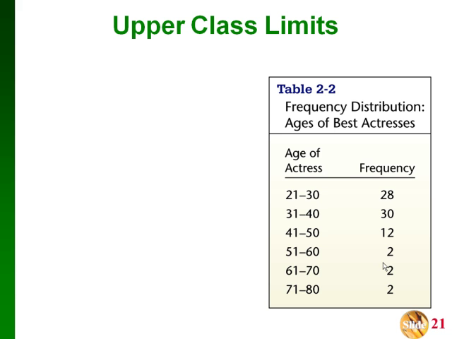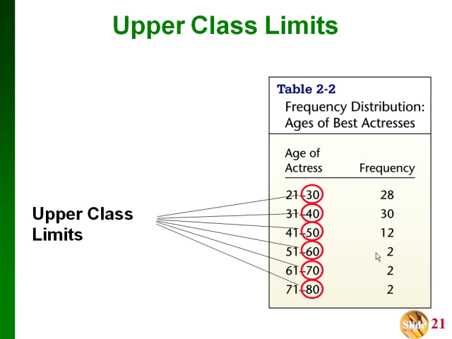The upper class limits, you can probably guess, are going to be the top numbers on each class. And notice here that the upper class limits and the lower class limits are never the same number. That way, each one of our data values can only fit into one class.